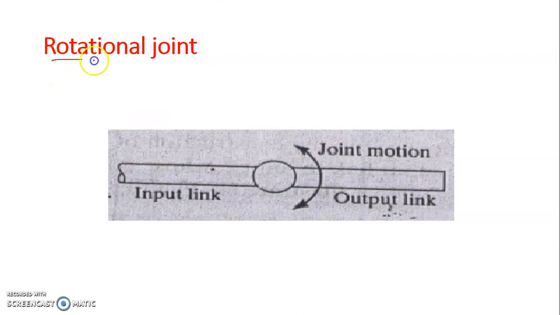Another joint is called the rotational joint. In this rotational joint we can observe the input link is this and the output link is this, and this is the joint. The rotational joint gives rotational motion to the output link, which we can observe in this diagram. So the output link will have a rotational motion at the joint.